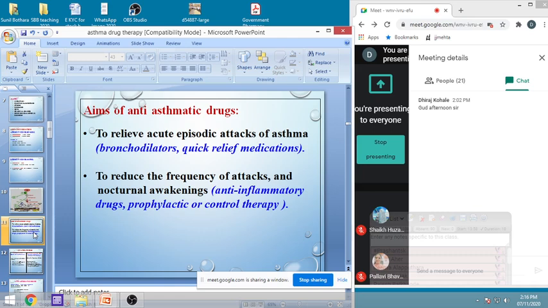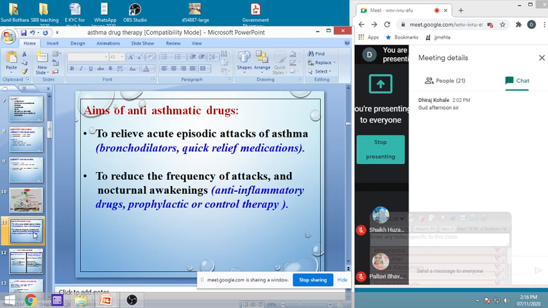What are the various anti-asthmatic drugs? Examples of these are bronchodilators, which are acute relief medications. They will relieve the acute episodic attacks of asthma. Then they should reduce the frequency of attacks and nocturnal awakening. For that we are using drugs like anti-inflammatory drugs, which are used for prophylaxis and therapeutic purposes. These are basically two uses of a drug.